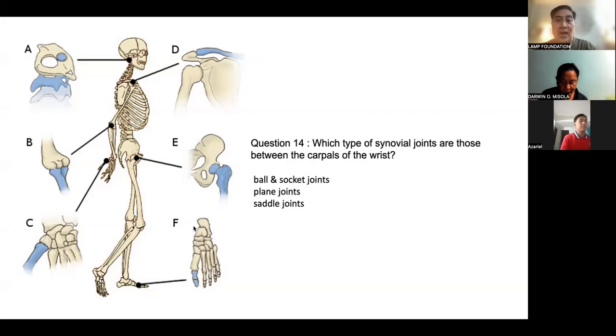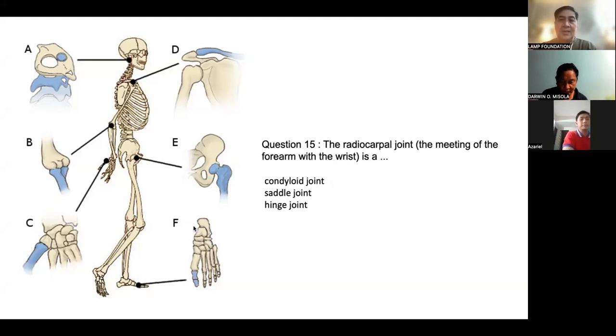The proximal and distal radioulnar joints are examples of pivot joints. Which type of synovial joints are those between the carpals of the wrist? Plane joints, po. The radiocarpal joint, which is the meeting of the forearm with the wrist, is what type of joint?